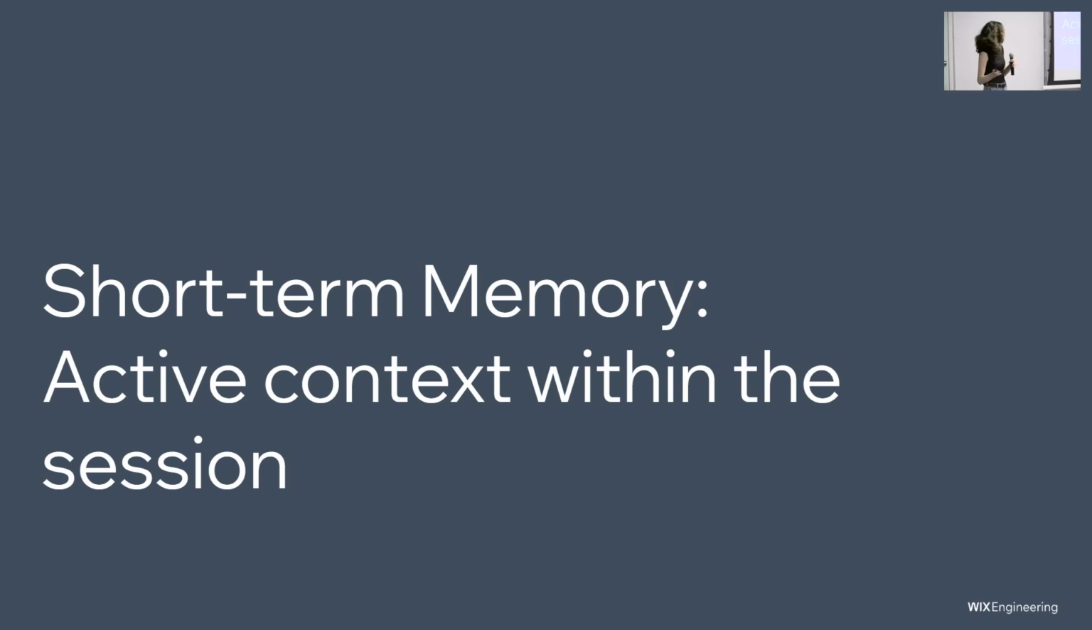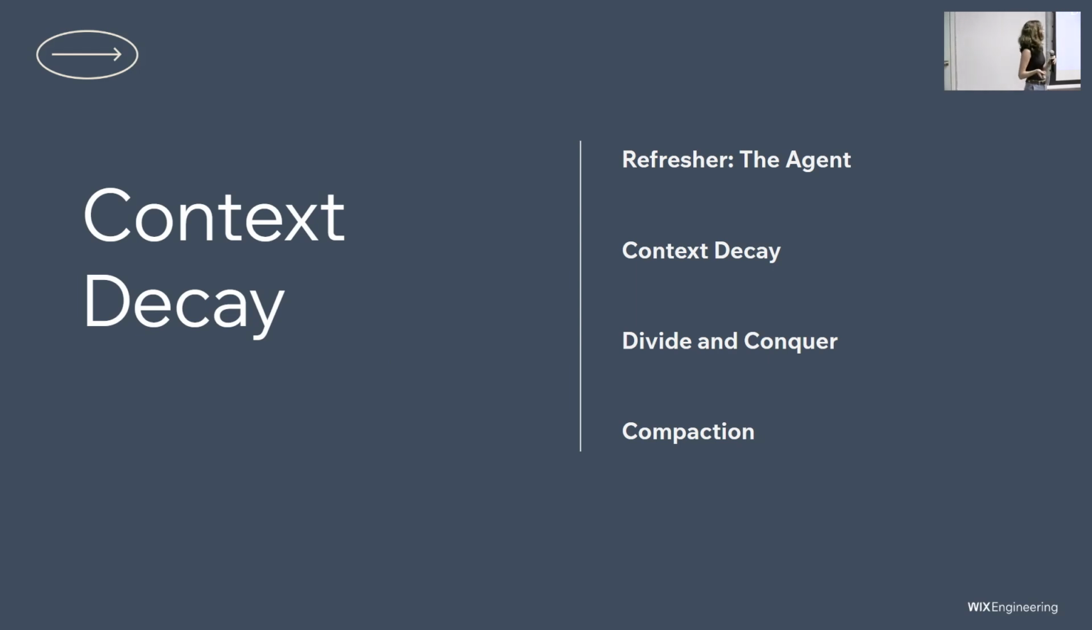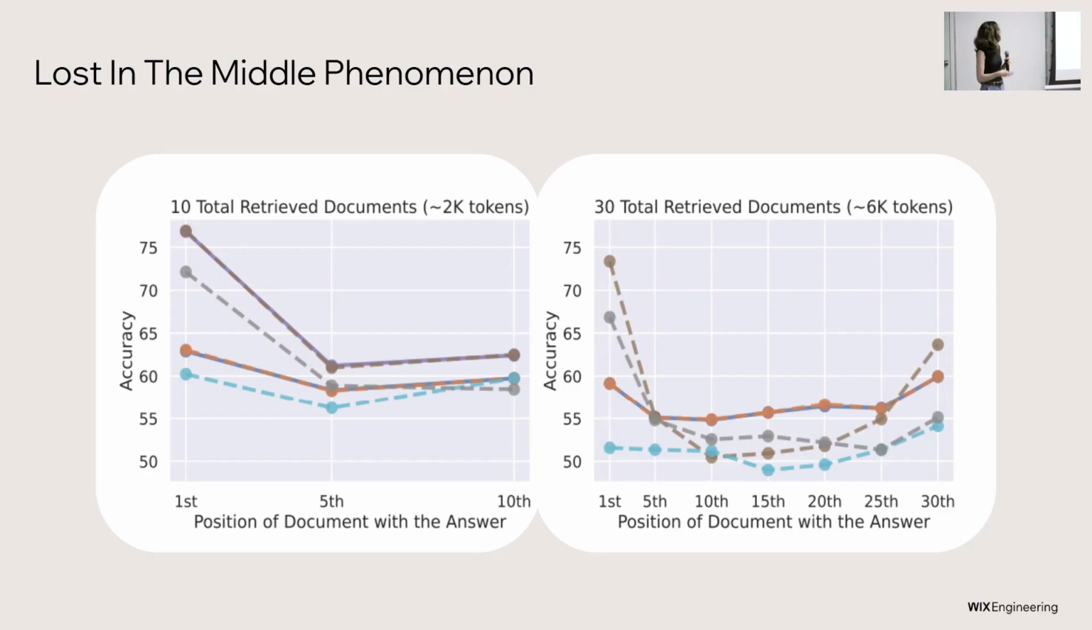We're starting with short-term memory. Quick review, it's the active context within the session. We'll go into long-term memory as well. But one of the problems we're dealing with in short-term memory is the context decay, or the "lost in the middle" phenomenon that was presented in a 2023 paper.